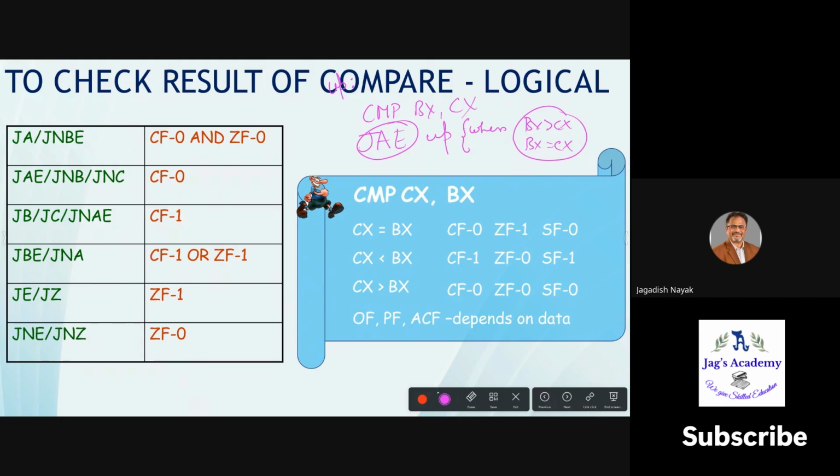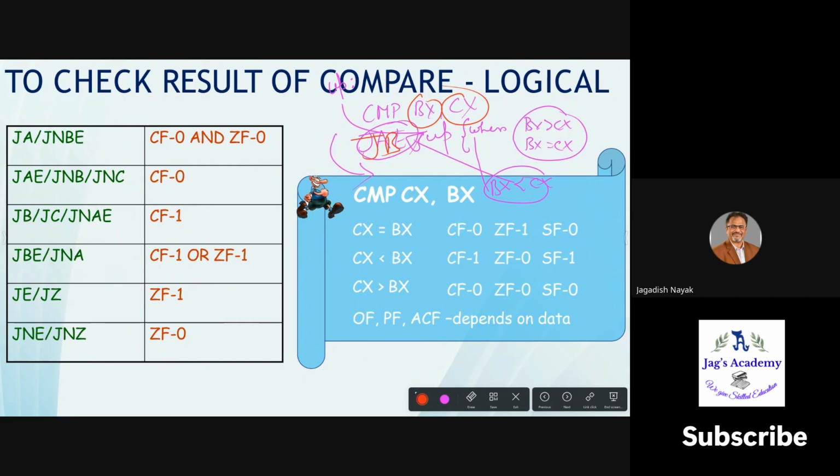Suppose bx is less than cx, does it satisfy this? No. It won't go to up, but it will start executing from the next statement. Jump on below. This will be satisfied only when bx is less than cx. Jump on below, or jump on carry.